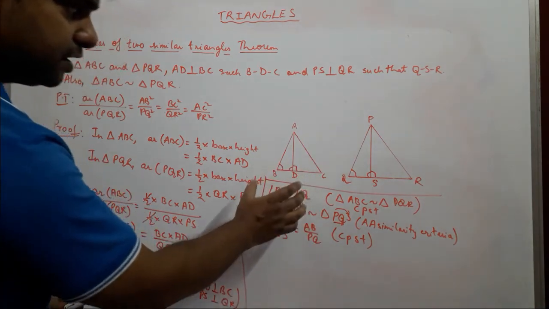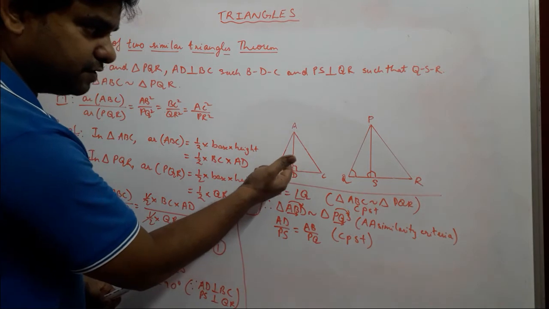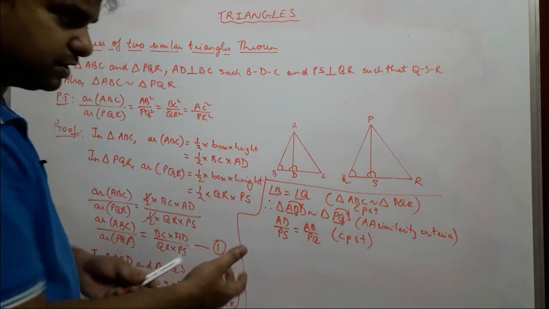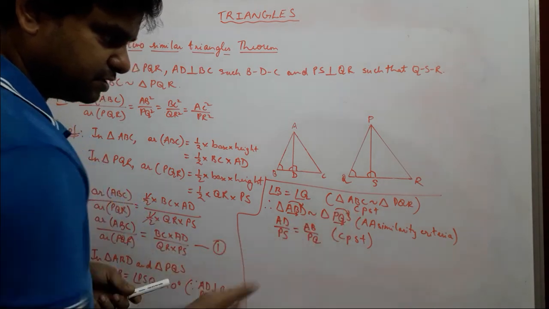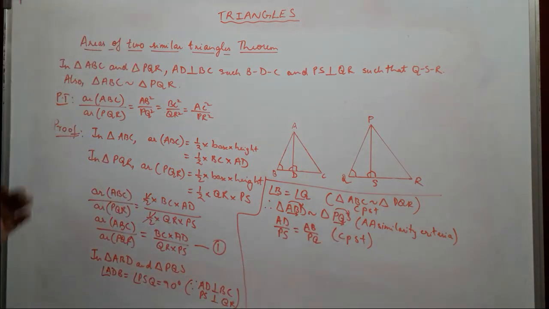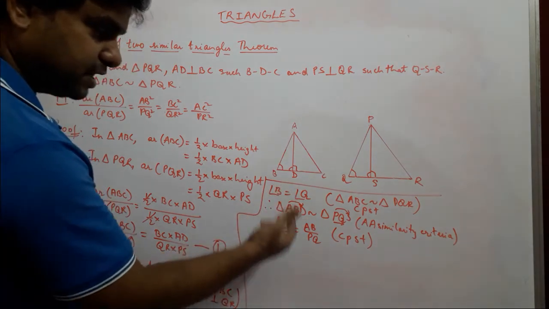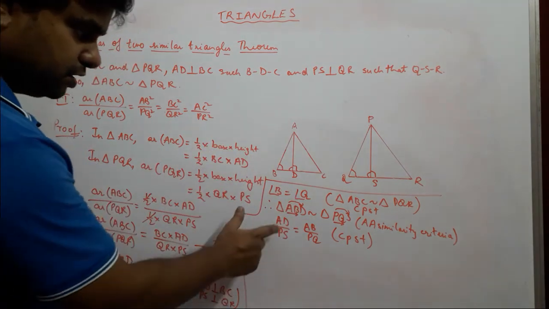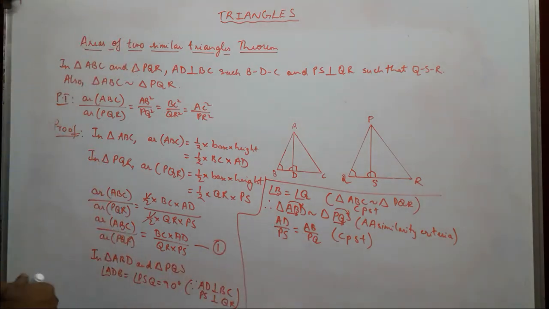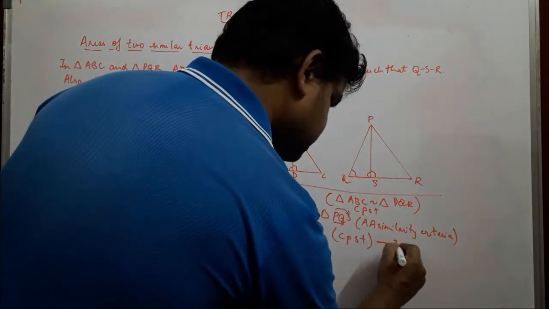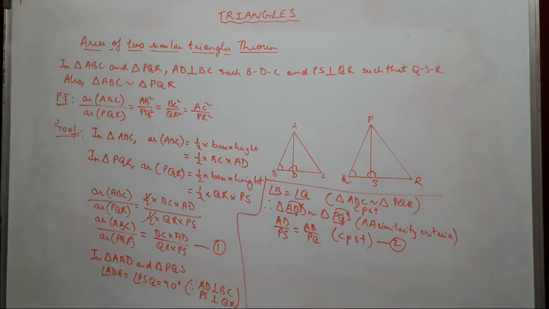This is how we get corresponding sides. If you have difficulty looking at the figure and determining which are the corresponding sides, just look at how these letters have been arranged. Make sure the letters are arranged in the proper order, and the angles and the sides are also taken in proper order. So you have AD upon PS equal to AB upon PQ, and we can mark this as 2.